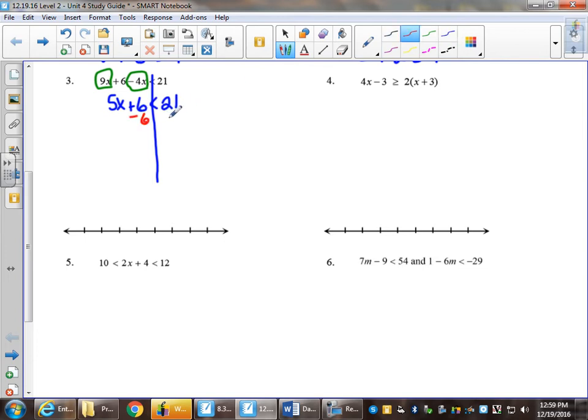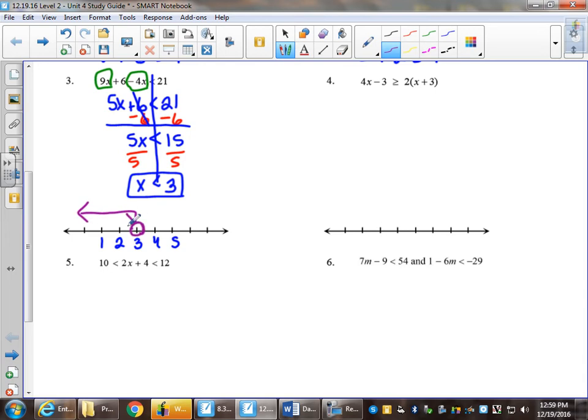We'll subtract 6 from both sides. If there's something that we can add or subtract, we always do that first. Line all the way across. 5x is less than 21 minus 6, which we should get 15. Divide by 5, divide by 5. x is less than 3. So 1, 2, 3, 4, 5. This will be an open circle on 3. Less than is to the left.